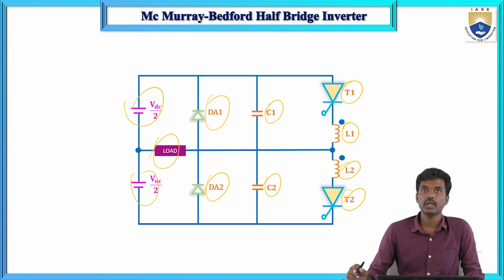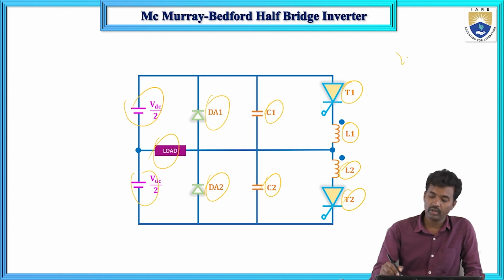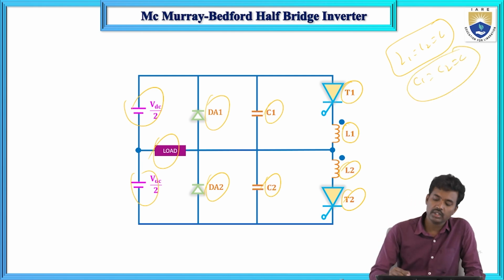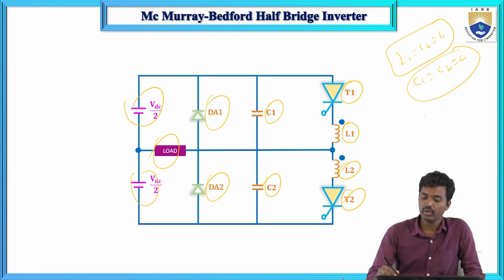The assumptions are that the load current is constant, L1 equals L2 equals L, the same inductance, and C1 equals C2 equals C, the same capacitance. The inductors are connected on the same core, and that core has an air gap, to avoid saturation. It is center tapped here.